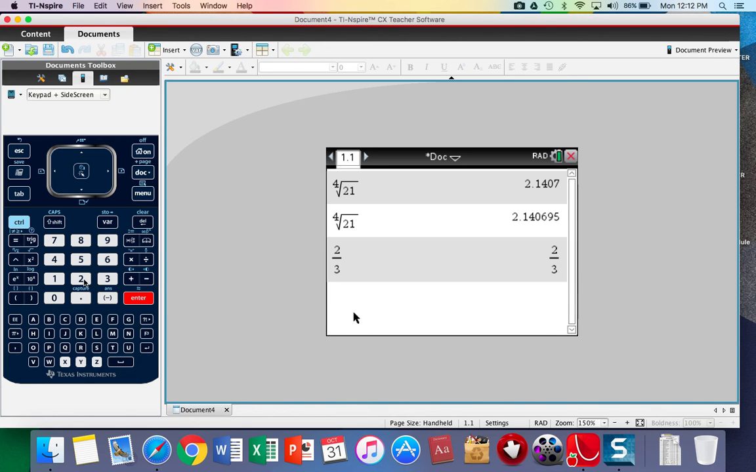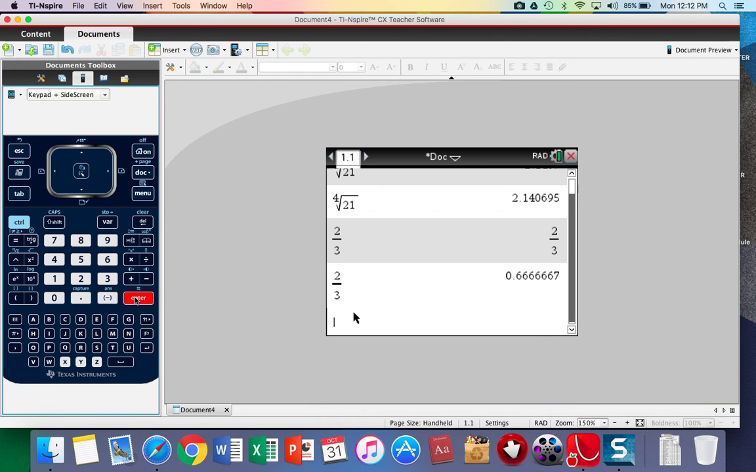Let's say, for example, you want to convert 2 by 3 into a decimal number. So write 2 divided by 3, Control Enter, and you get the answer. So this is one way you can convert a fraction to a decimal. Now the second way is, let us say 2 divided by 3.